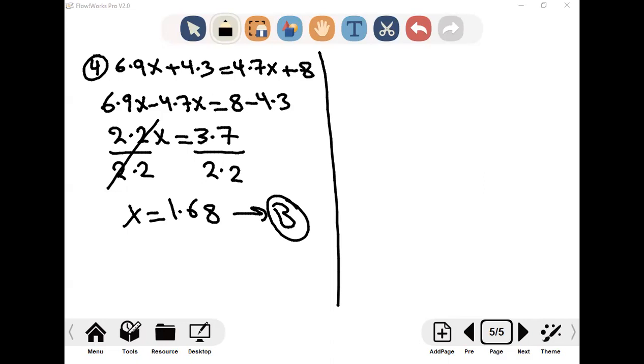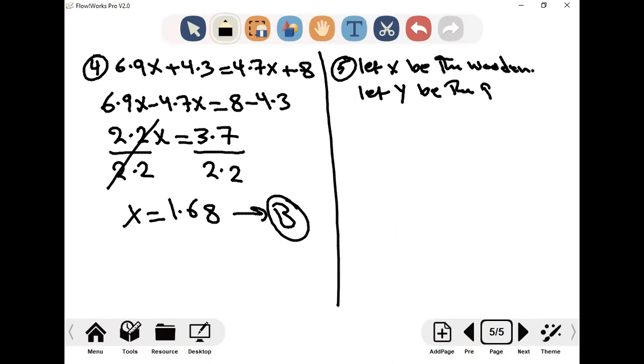Let X be the wooden. Let Y be the plastic. So question five. Let X be what? The wooden frame. And let Y be what? The plastic frame. The first information the question said is that the total frames are seven. Means X plus Y equals 7. This is equation 1.